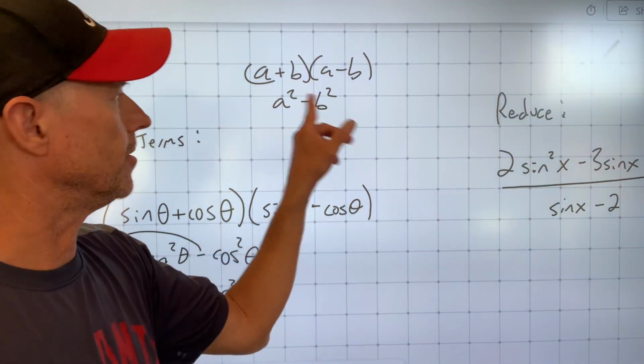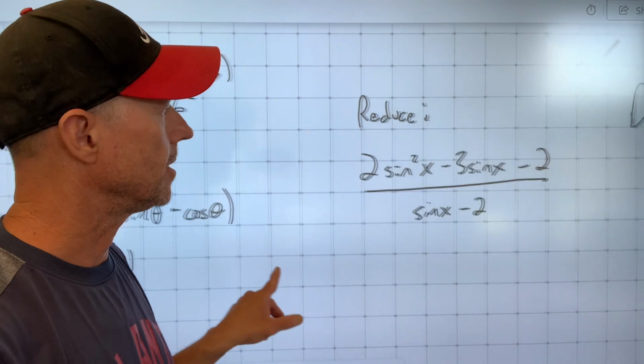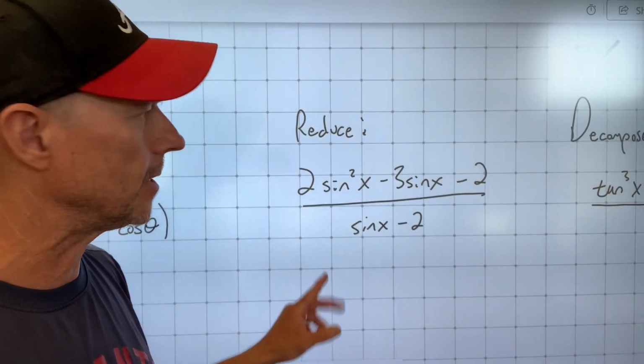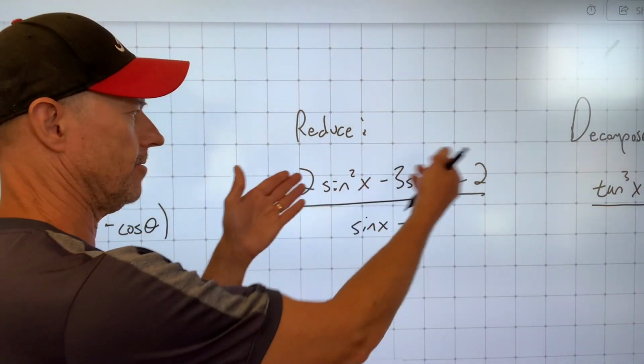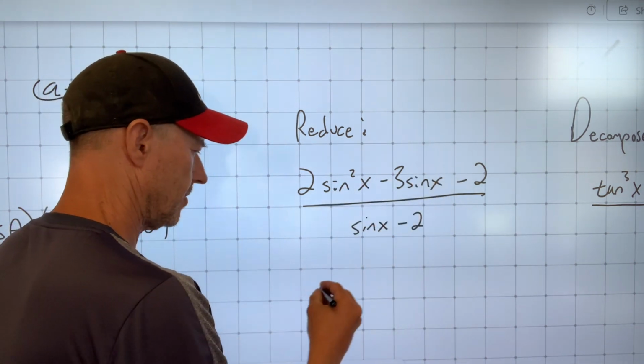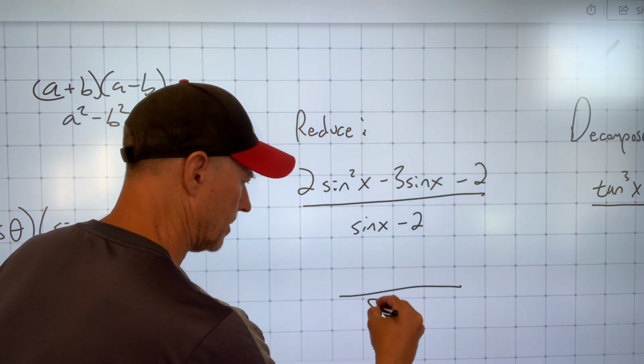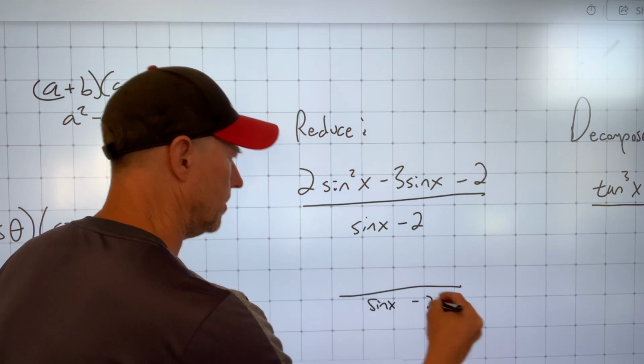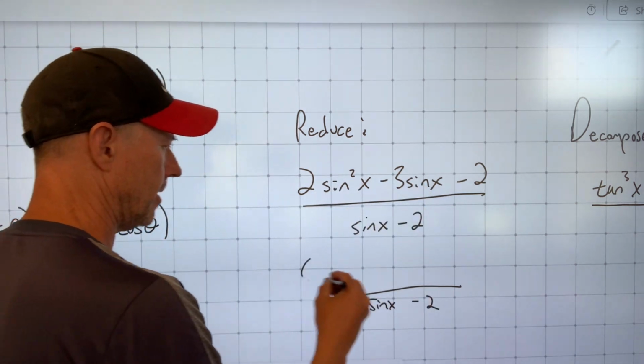So you have to remember your multiplication rules. Here's a problem where we reduce. It asks us to reduce, but to reduce we want to factor. So I'm going to try to factor the top. So the bottom's going to be sine x take away 2. But my numerator is going to factor, I hope.